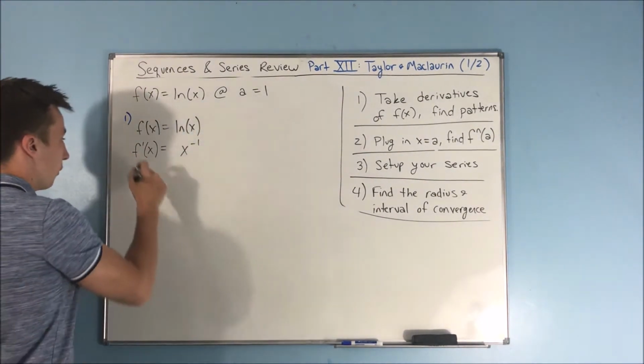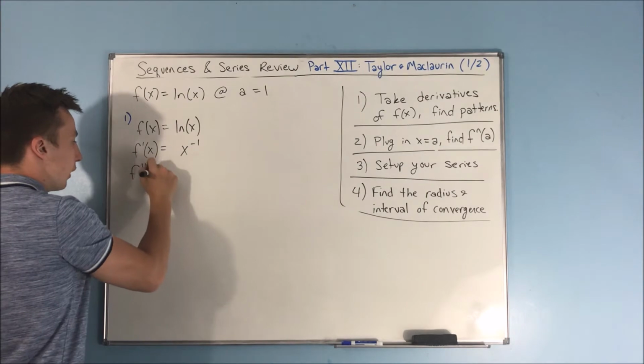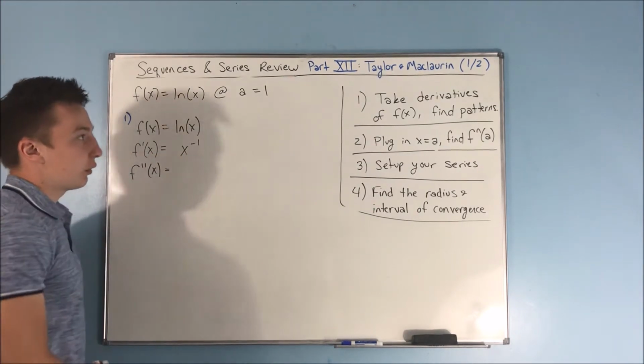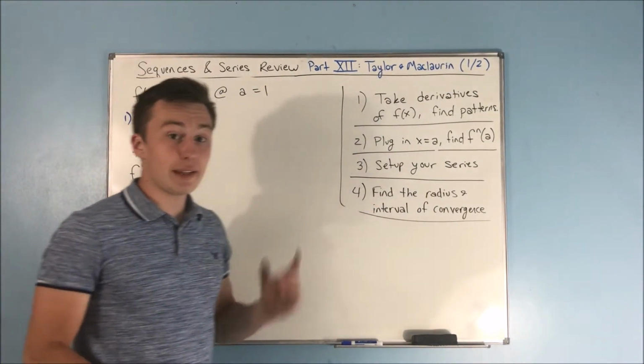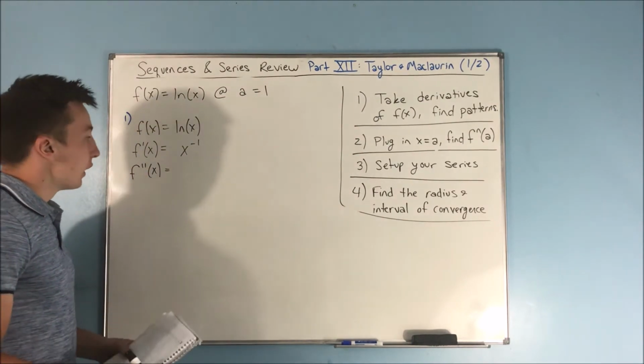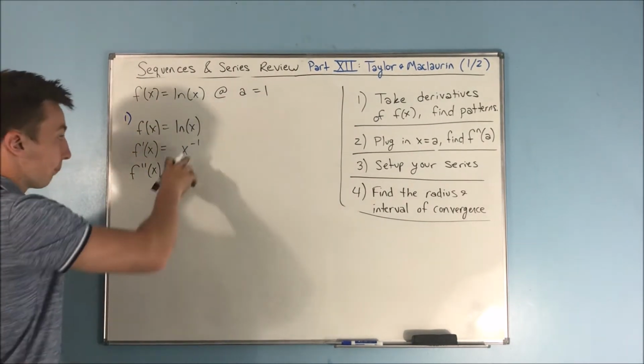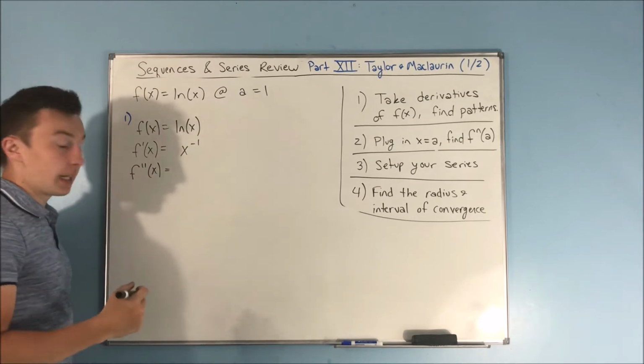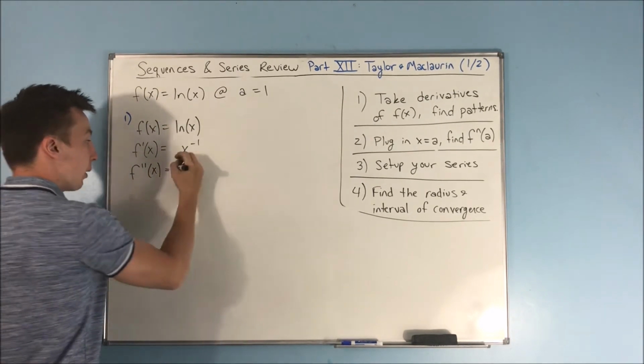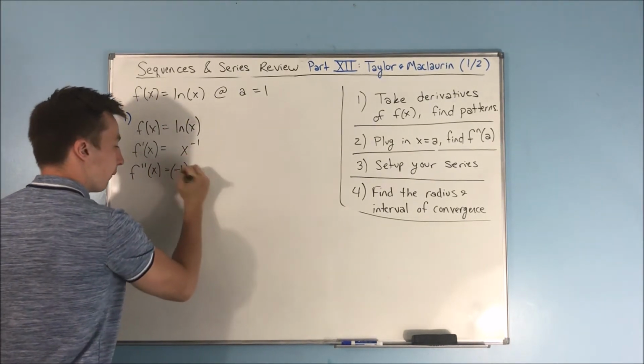Now, there are a couple of things I'm going to be doing here, because we want to find a pattern and I want to make the pattern as obvious as possible. So when we take our second derivative, this negative 1, I'm going to bring it down and just put it right here.